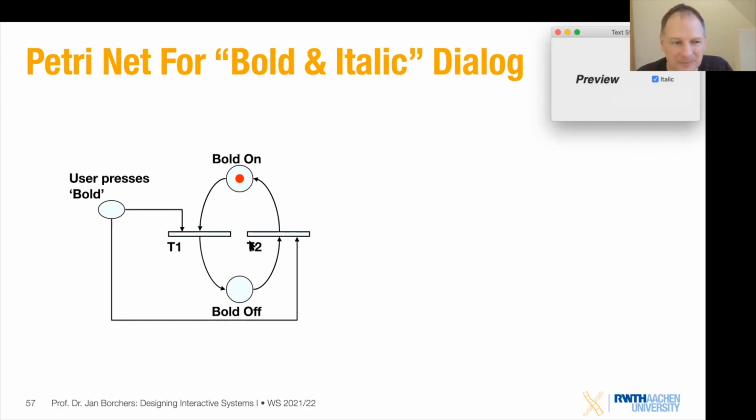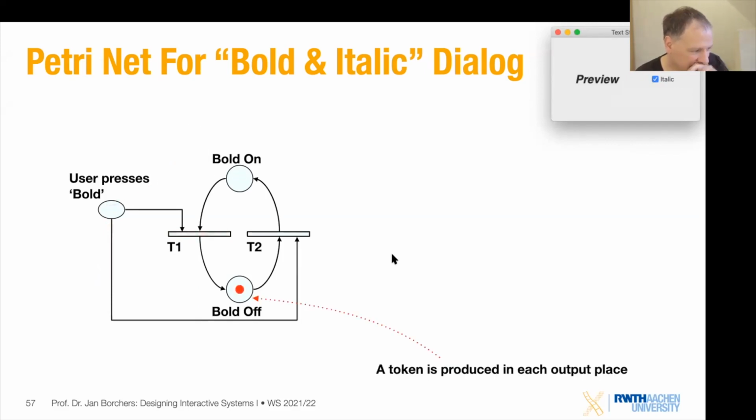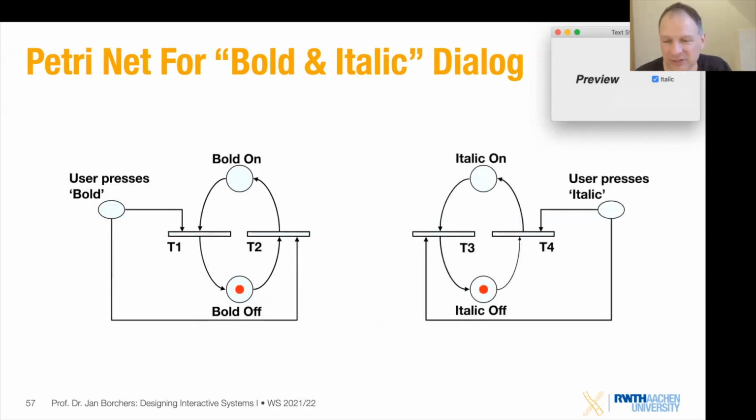Yeah, the whole thing can be copied and just exchange bold for italic. So once we have this, we can basically do the same thing with italics. And it's important to notice that we now have two independent Petri nets. These are completely independent of each other, but they belong to the same overall Petri net description of our dialog, because the state of the dialog is described now by the state of all of our Petri net places.